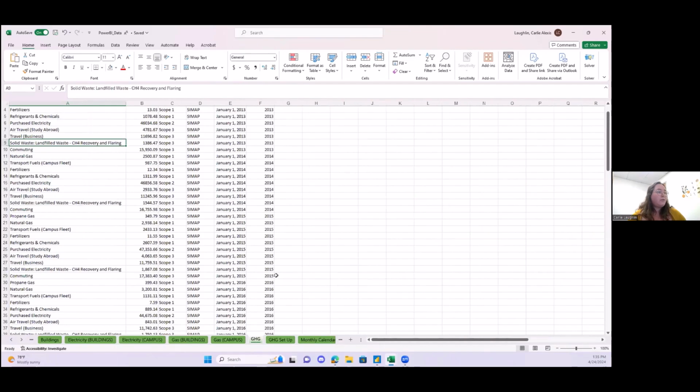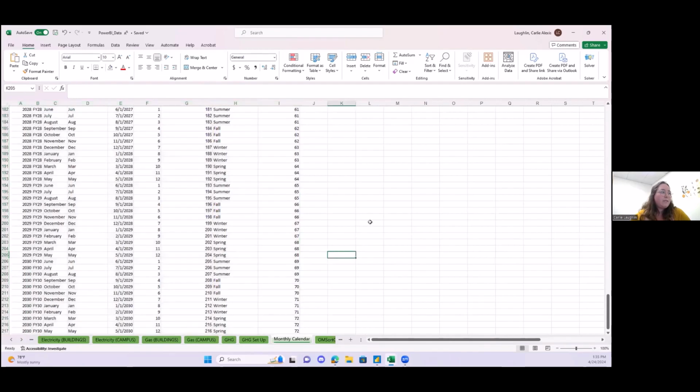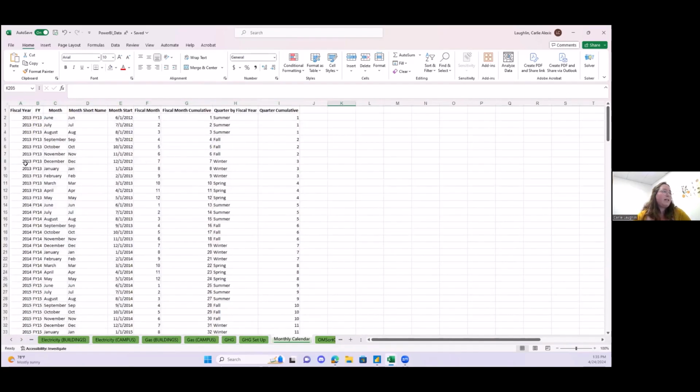For greenhouse gas emissions, it looks a little bit like this. We have it separated by category, the greenhouse gas emissions in metric tons of CO2 equivalent, the scope it's associated with, and the fiscal year associated with it as well. And then I've been talking a lot about this monthly calendar, and this is what the monthly calendar looks like for me here.